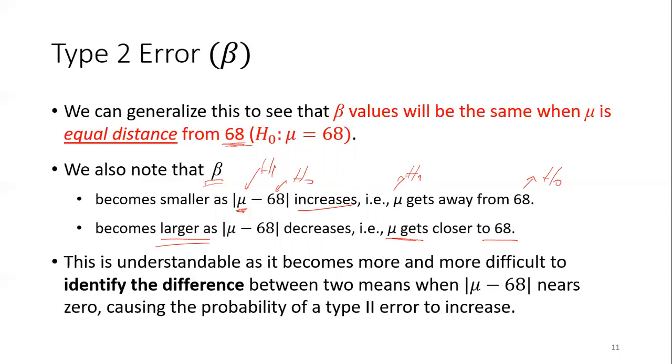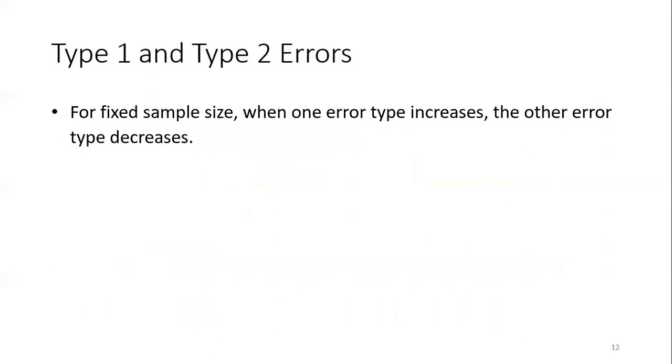Okay, that's because it becomes more and more difficult to identify the difference between two means if both means are close to each other. If the alternative mean and the mean at the null hypothesis are very close to each other, then it's very, very hard to differentiate between them. That's why your type 2 error just increases when both values in different hypotheses get close to each other.